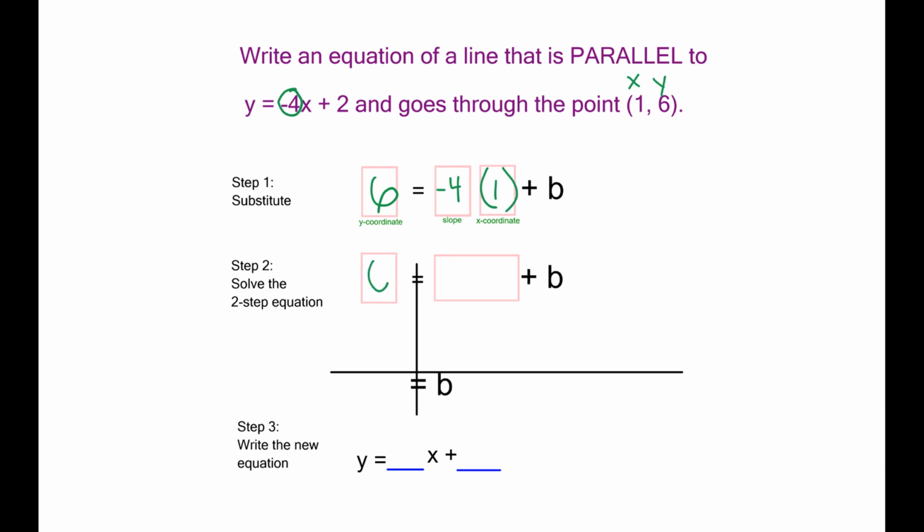Then I'm just going to solve. 6 equals -4 times 1, which is -4, plus b. I'm solving for b, so I want to get this to 0 out here, so I'm adding 4 to both sides, and I get 10 for the y-intercept. Then I just put it all together. My parallel slope was -4, and my y-intercept was 10, so my equation would be y equals -4x plus 10.